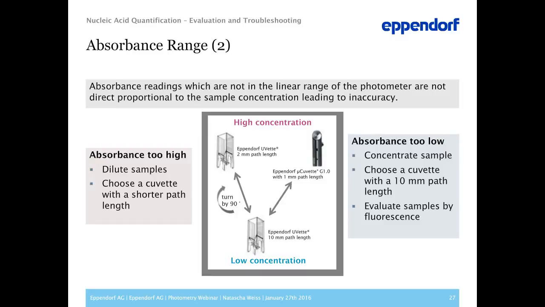Low absorbance values are influenced by background noise. For achieving better accuracy, it is recommended to concentrate the sample or to increase the cuvette path length if possible. If only low amounts of low concentrated sample are available, evaluation by fluorescence can also be an alternative.